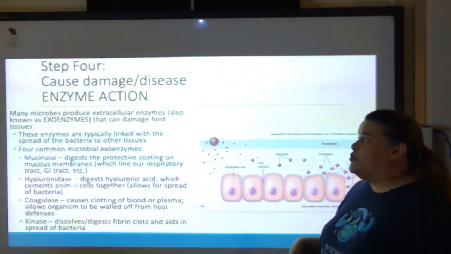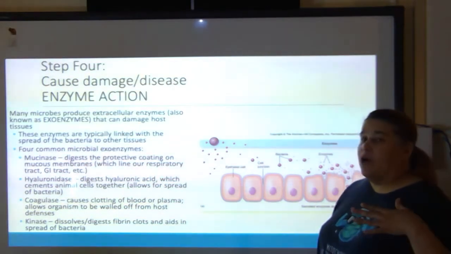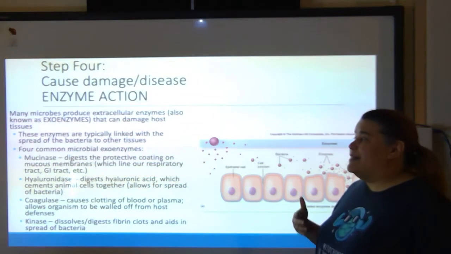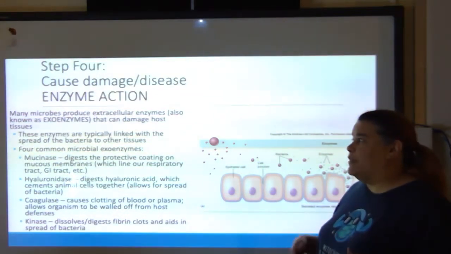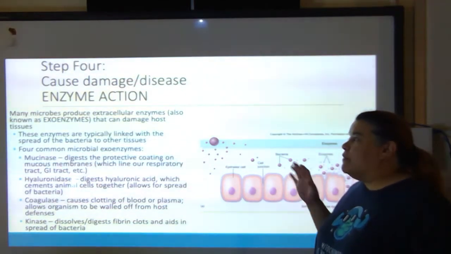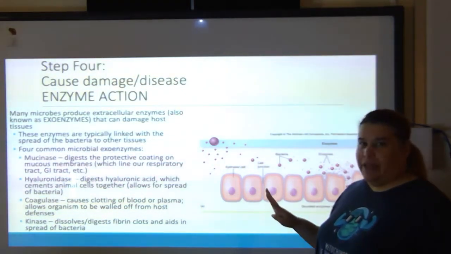First thing I mentioned was enzyme action. Many microbes produce extracellular enzymes that are also known as exoenzymes that can damage host tissues. These enzymes are typically linked with the spread of the bacteria to other tissues. There are 4 common microbial exoenzymes.